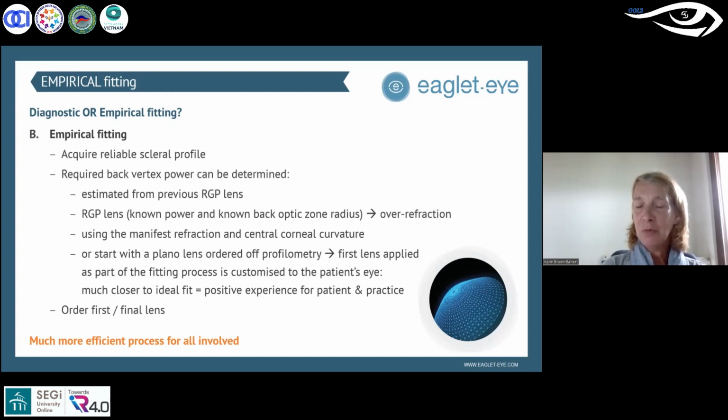Actually, the first lens that you apply, we hear a lot of the time, is a much closer fit, so it's a positive experience for the patient and for the practice. There is less chair time, so you're getting a lot more people into their lenses a lot quicker. And this orders the first and the final lens. So it is a much more efficient process for all involved.